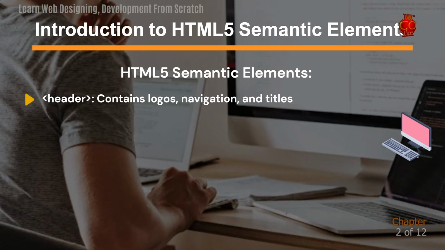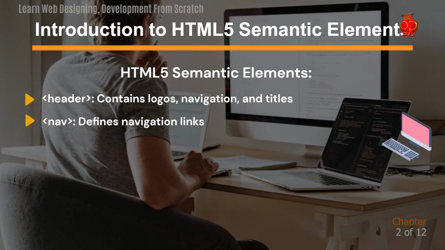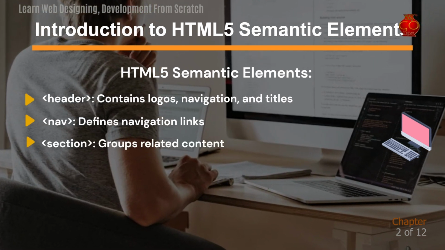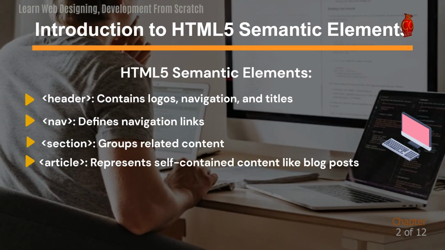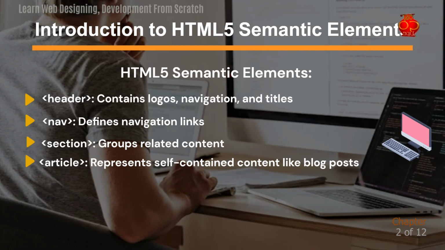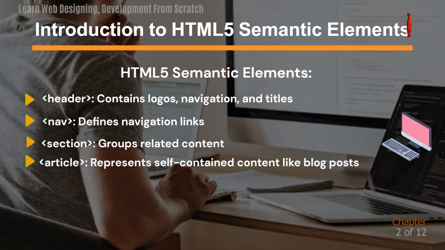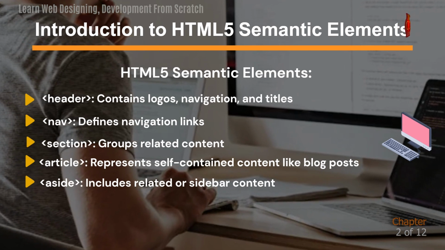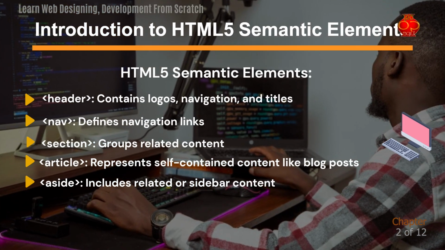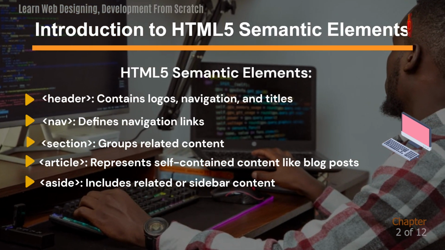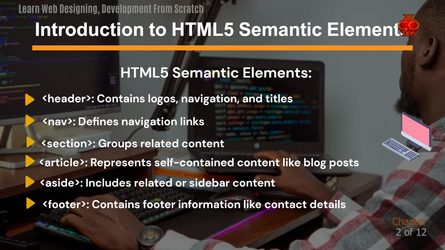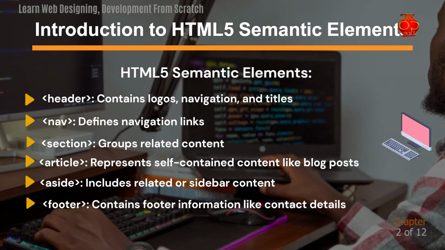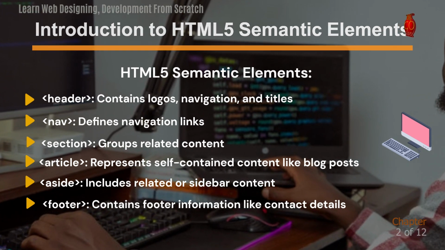title. NAV tag defines a navigation section for links. Section tag groups related content together. Article tag represents a self-contained piece of content, like a blog post or news article. Aside tag contains content that is related to the main content but placed to the side, like a sidebar. Footer tag represents the footer of a page, typically containing contact information, copyright, or links.